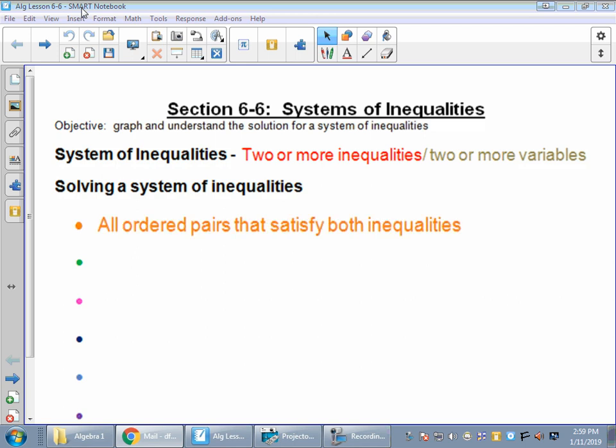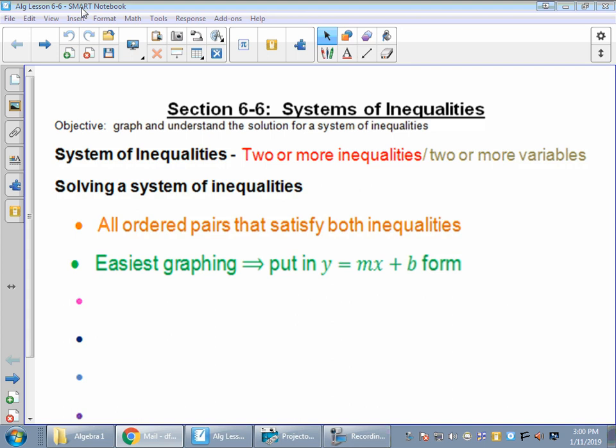Solving a system of inequalities. So first, we get all ordered pairs that satisfy both inequalities. What the deal is here is your answers are only going to be the things that satisfy both inequalities. In other words, you'd have to get a true statement for both inequalities for it to be a solution. And once we get to the graphing, you'll understand that a little bit better.